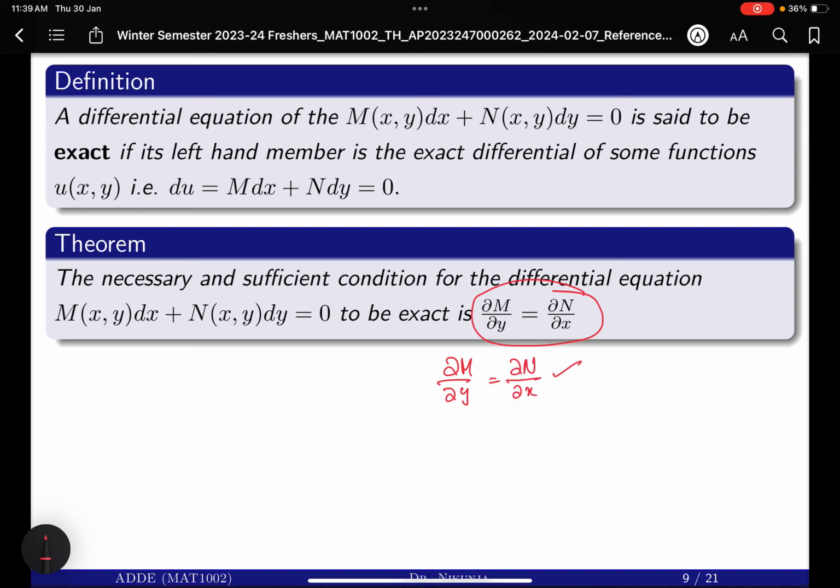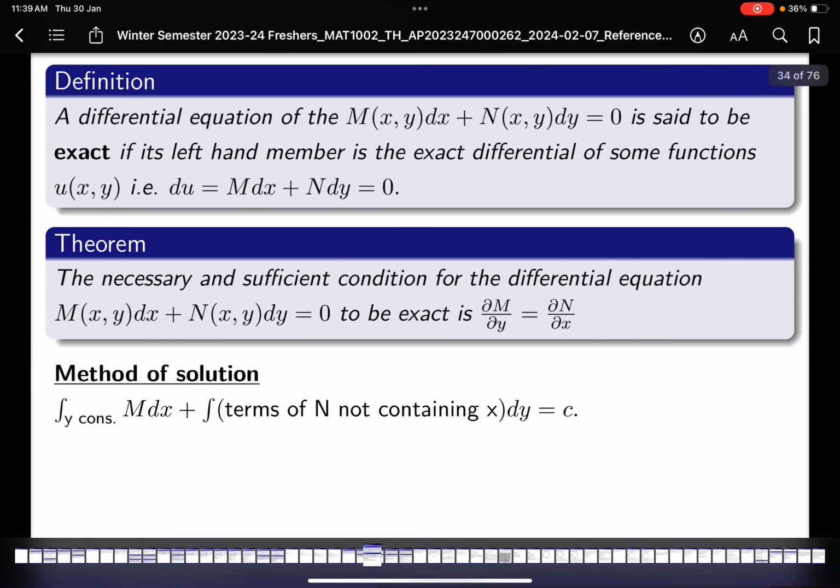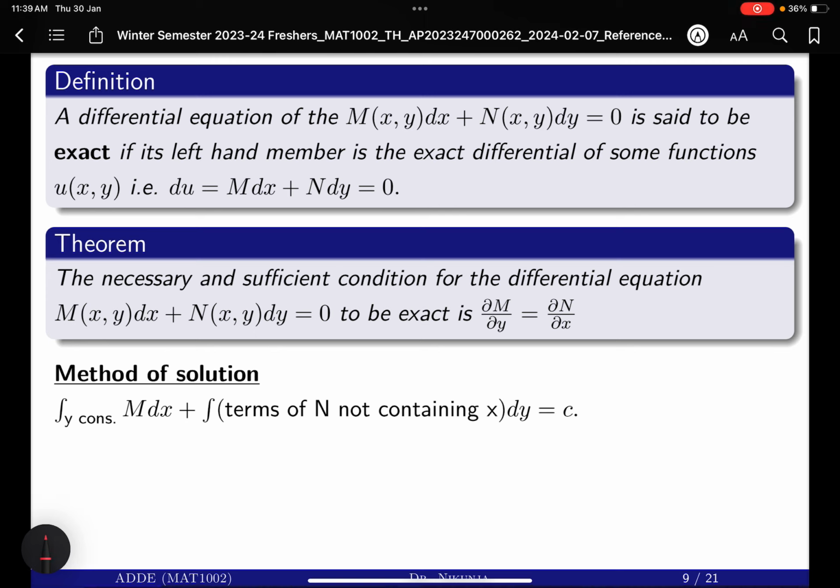If you are able to get this, immediately you will say this is an exact differential equation, and the solution is given by, it is there already in this slide. Next slide, go to the next slide. See, the solution is given by integral M dx plus integral of the term of N not containing x, dy, is equal to c.